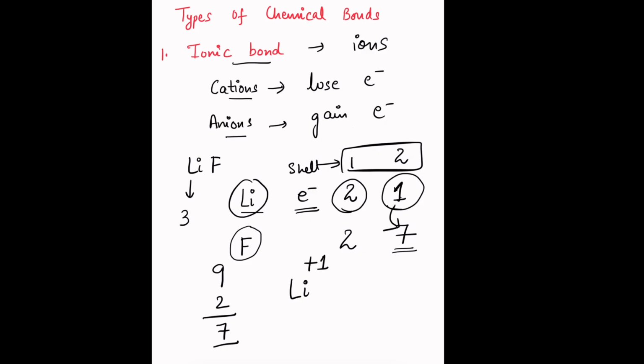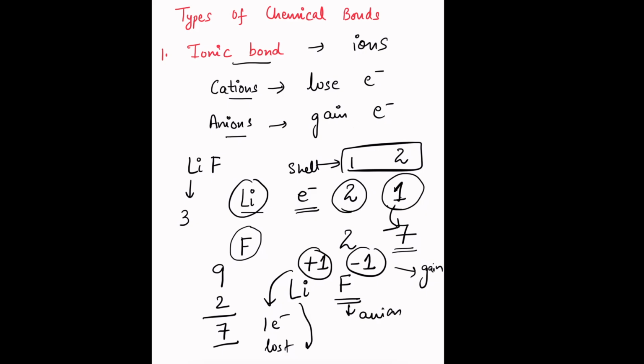And fluorine is gaining that negative charge electron, so it will acquire -1, because this means 1 electron is lost and this means that 1 electron is gained. So this is called an anion, and lithium is forming a cation. And the bond which is formed between lithium and fluoride is known as ionic bond. So this is how ionic bonds are formed, by losing and gaining. It's a complete transfer of electrons.